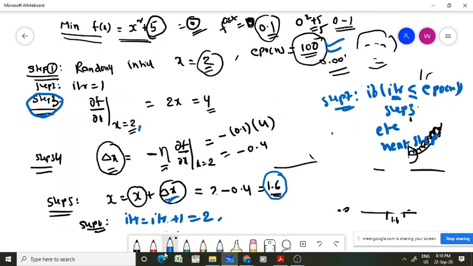There is a 2. Iteration count is 2. Now step 7. Is iteration count, which is 2, less than or equal to 100? So it is satisfied. Then we have to go to step 3.